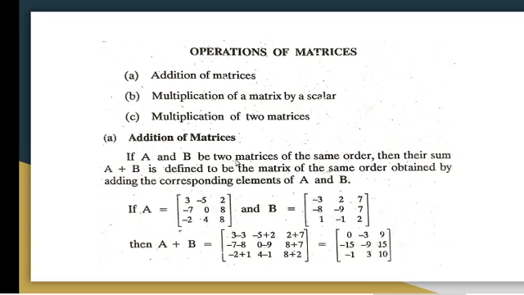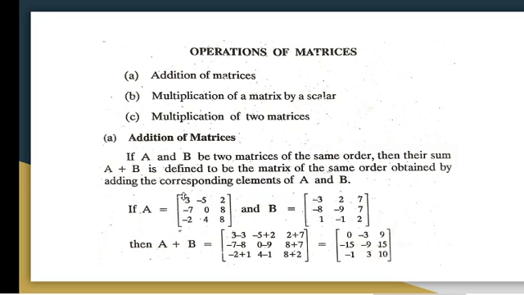If A and B are two matrices of the same order, then their sum A plus B is defined to be the matrix of the same order obtained by adding the corresponding elements of A and B. So, in order to add two matrices, they should first be of the same order. Same order means this is a 3 by 3 matrix. This is also 3 by 3. There are 3 rows and 3 columns in matrix A, and 3 columns and 3 rows in matrix B.